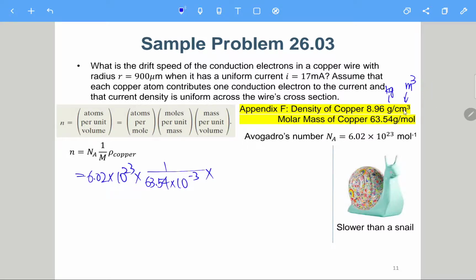So finally, change it to meter cube, so it will have a 10 to the 6th power, and then change it to kilogram, it will be 10 to the minus 3rd power. So after canceling, it will become 8.96 times 10 to the 3rd power. So we have N to be 8.49 times 10 to the 28 per meter cube. Which means within 1 meter cube there will be so many atoms, 10 to the 28th power, almost 29th power.